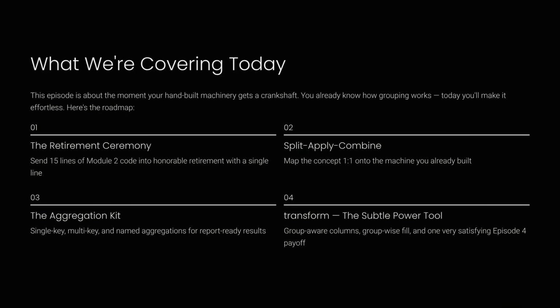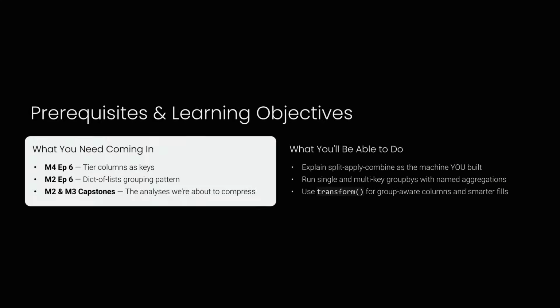In this video, we'll cover the retirement ceremony for your old loops, master the split-apply-combine concept, build your aggregation toolkit, and see how the transform method works as a subtle power tool. Before we dive into the code, ensure you are comfortable with setting columns as keys and basic dictionary and list patterns. By the end, you'll be writing efficient GroupBys and using transform for smarter data manipulation.